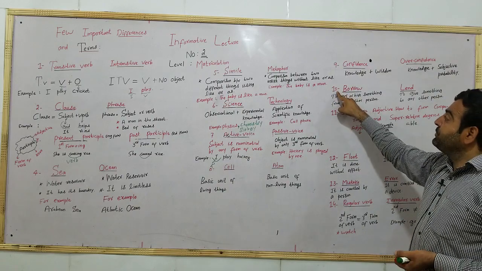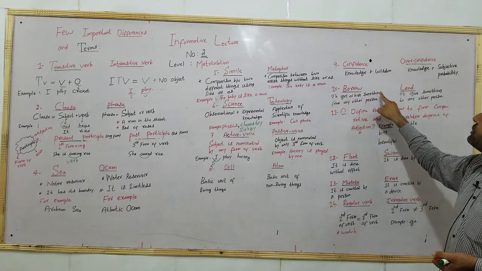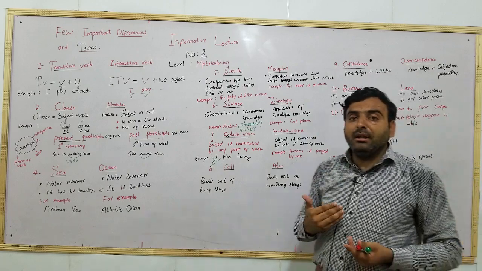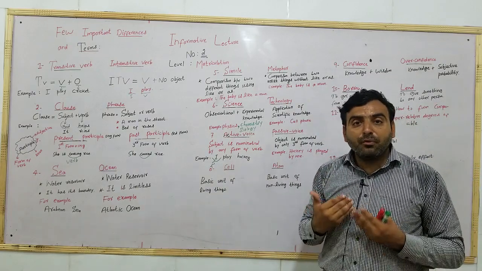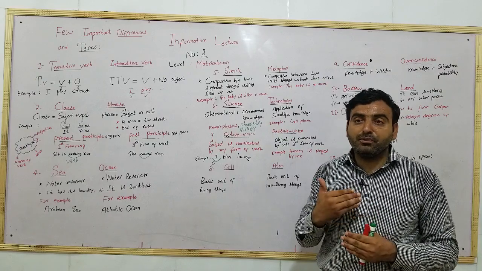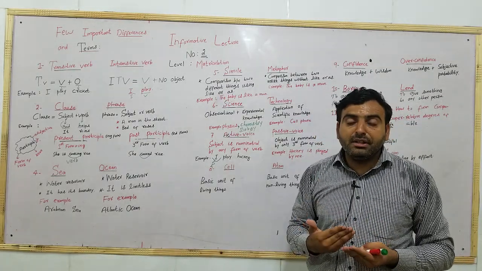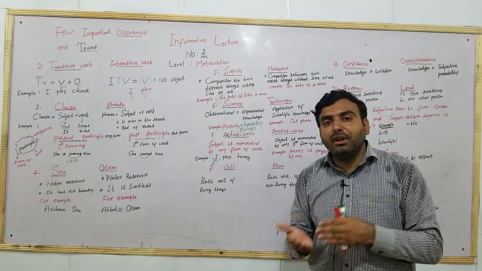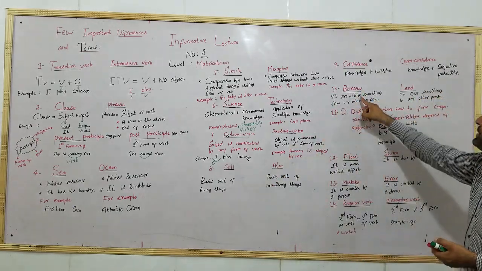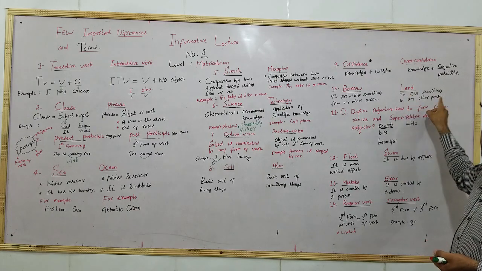Now come towards the 10th term, that is what is the difference between borrow and lend. To get or take something from any other person is called borrow. It means when we take something from someone for a short time or for a long time, it is called borrow. We are borrowing something from someone. Now, what is lend? When we give something to someone, this is lend. It means when we give something to some person for a long time or for a short time, this is called lend. So the basic difference between borrow and lend is this: in borrow we get something, and in lend we give something.